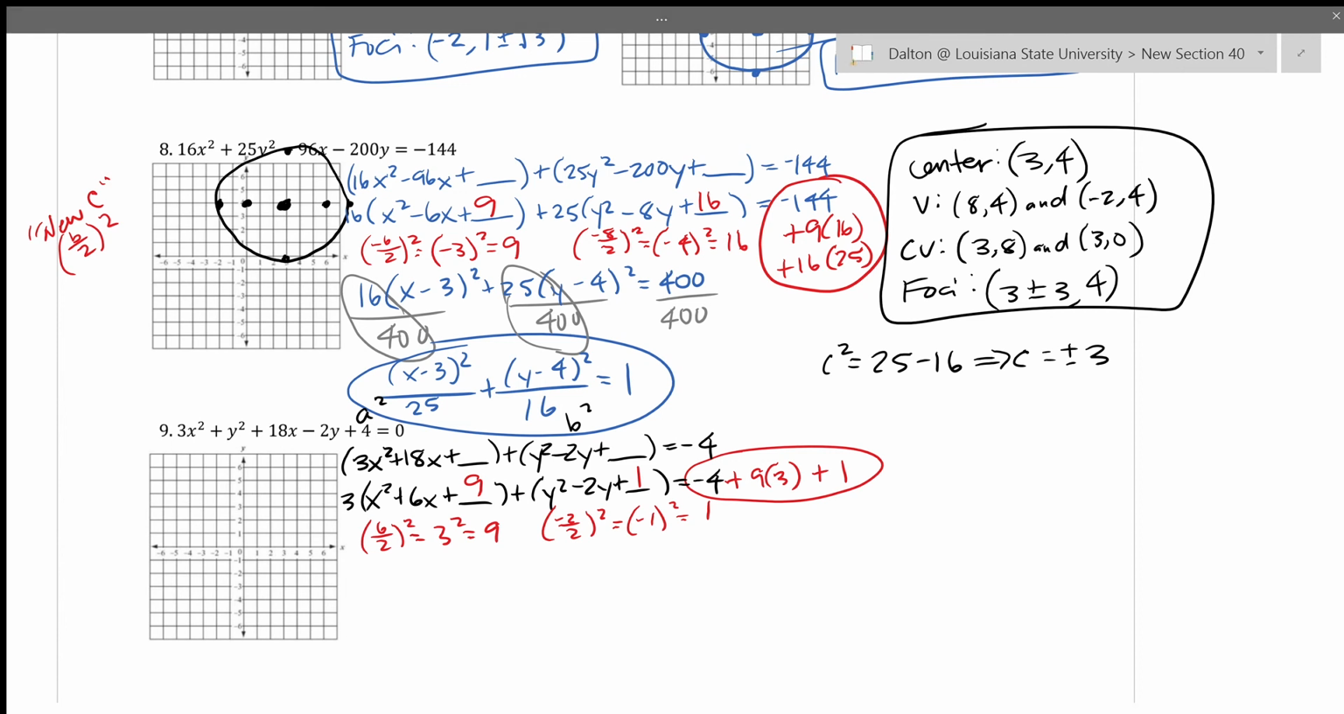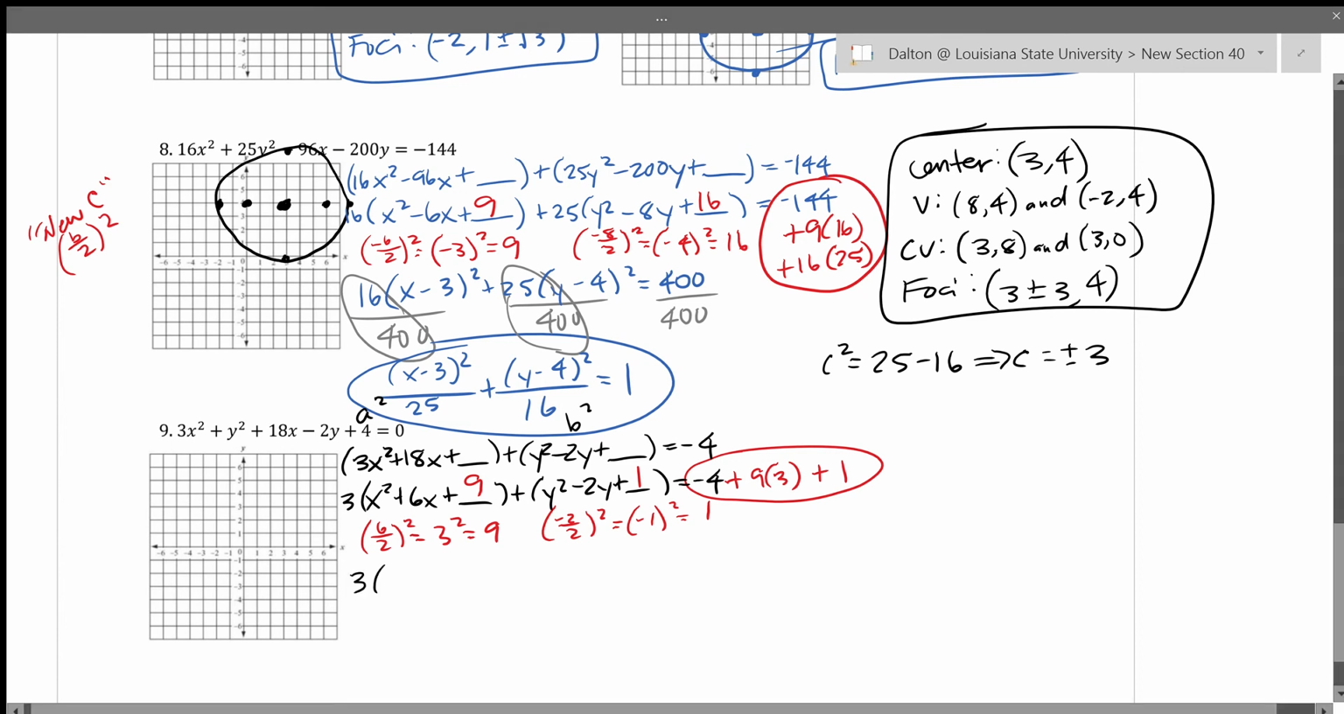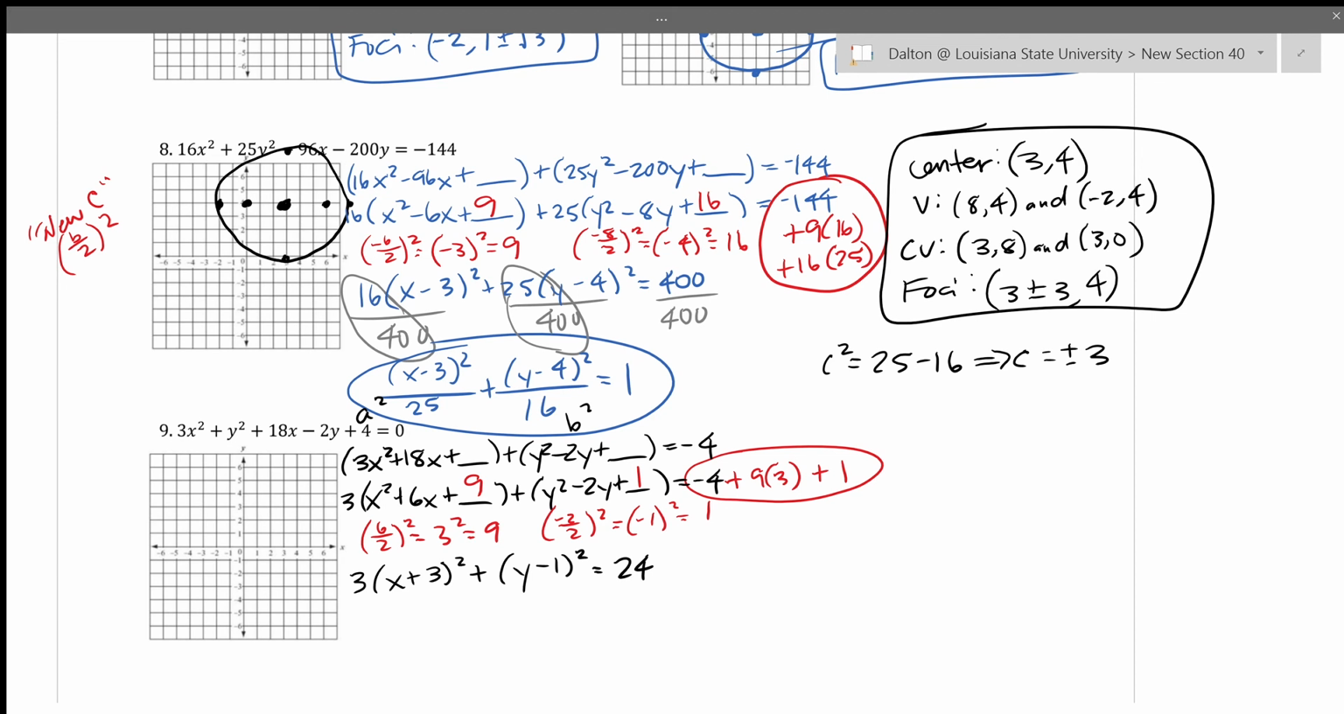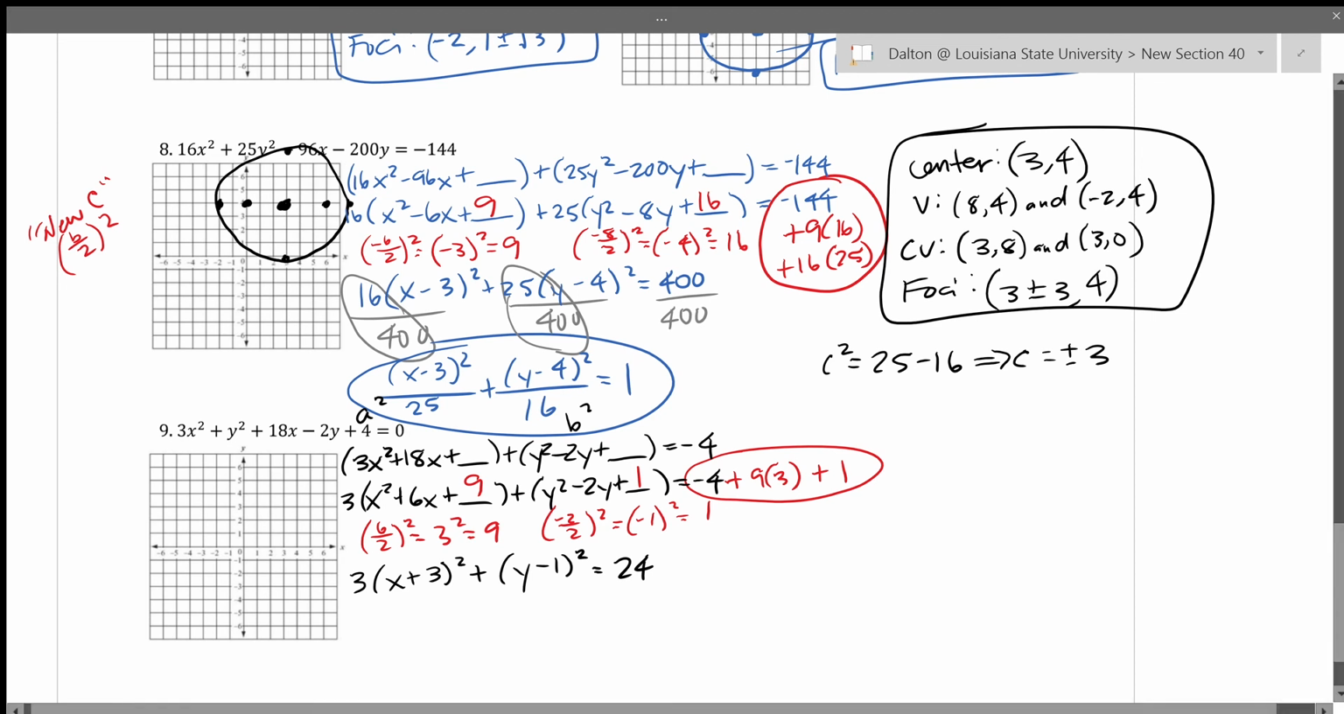So if I rewrite these trinomials, I'm going to get 3 times x plus 3 squared, plus my y's can be rewritten as y minus 1 squared, equals, let's see, negative 4 plus 28 will be 24, I believe. And then again, if this is going to be the equation of an ellipse, it has to equal 1. So I need to go ahead and divide everything by 24.